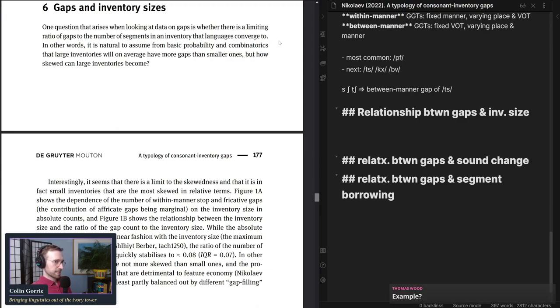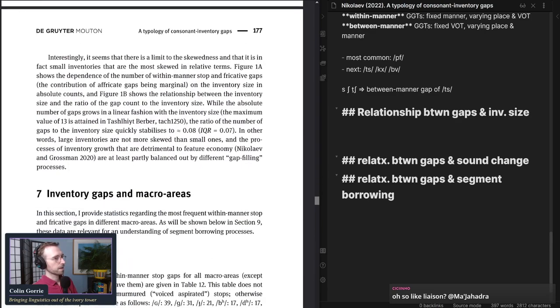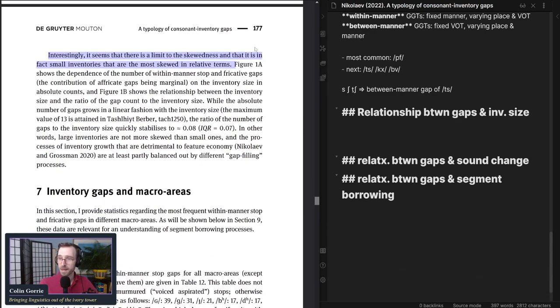Okay, so let's restate that. Do large inventories tend to have more gaps than smaller ones? Well, they have more opportunities to, certainly. They have more opportunities to have gaps because there are more segments, so there can be more gaps. But how skewed can these large inventories become? Interestingly, says the author, it's actually small inventories which tend to be more skewed than large inventories, which is kind of interesting. Actually, that's really interesting, because you would definitely expect the larger inventories, because they have more opportunities, to have more gaps. Huh.